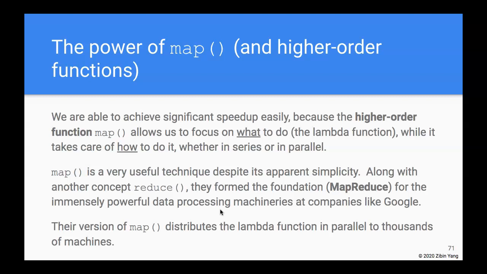Now, map doesn't seem like a terribly complicated idea, and it's actually been around for a long time. We can see that it is very useful, and it has a cousin called reduce, and together they're called, well, map reduce. They are the foundation for the very powerful data processing capability that companies like Google and Amazon have at their data centers. In our version of pool.map, we have 4 parallel threads, but at these huge tech giants, their version of map distributes the lambda function in parallel to thousands and thousands of machines. And that's why they are able to crunch so much data in short periods of time.